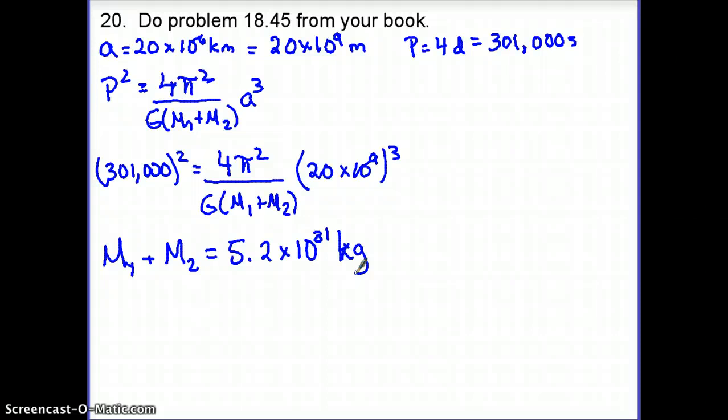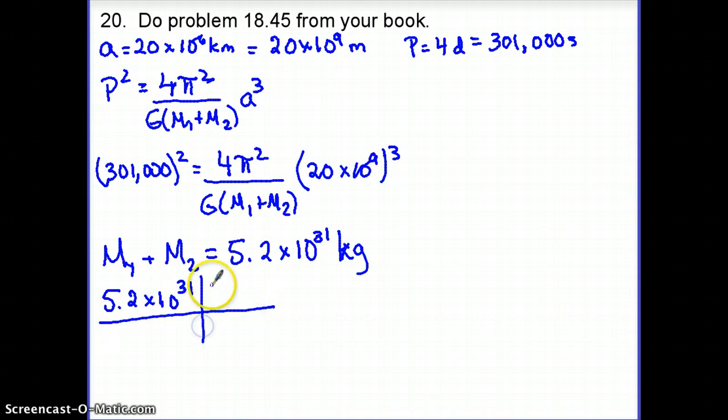Okay, the next thing we want to do is convert that to solar masses. How many times the mass of the sun is that? And it turns out that 1 mass of the sun, this was in kilograms, is equal to 2 times 10 to the 30th kilograms.